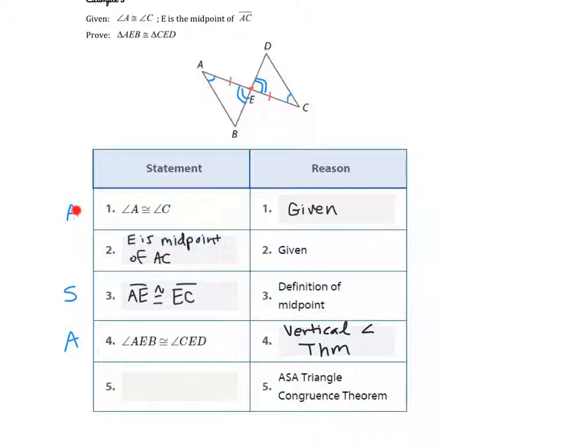In our proof, we've shown that the first angles are congruent, the included sides are congruent, and the last angle is congruent. So that's enough for us to prove that these two triangles are congruent. So remember, our last step in a proof should always be that prove statement if we did it correctly. So triangle AEB is congruent to triangle CED. And that is by angle side angle congruence theorem, which we showed right here.